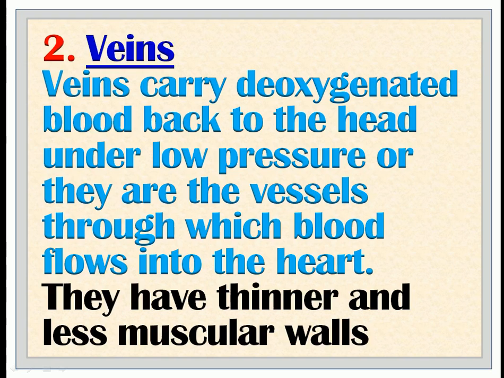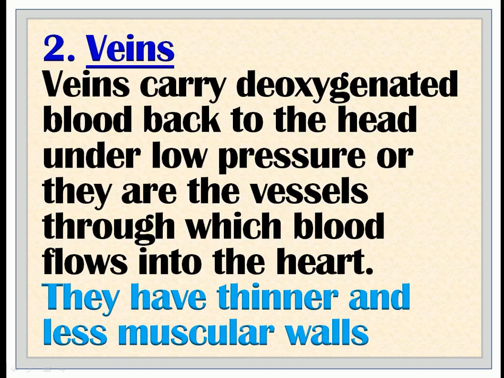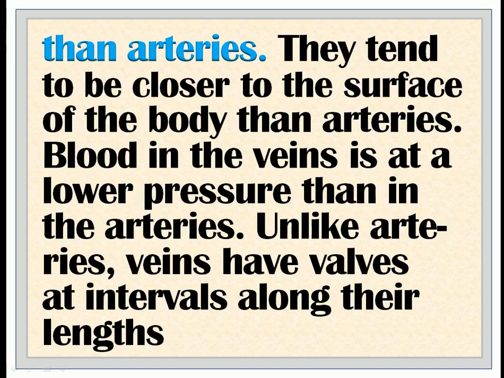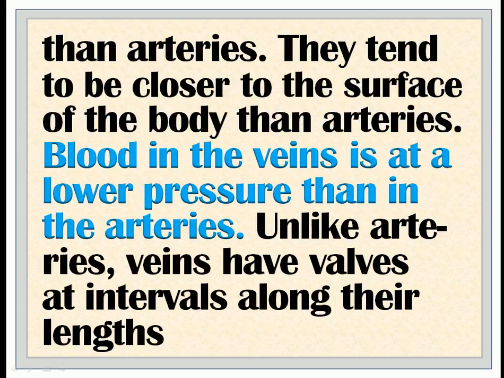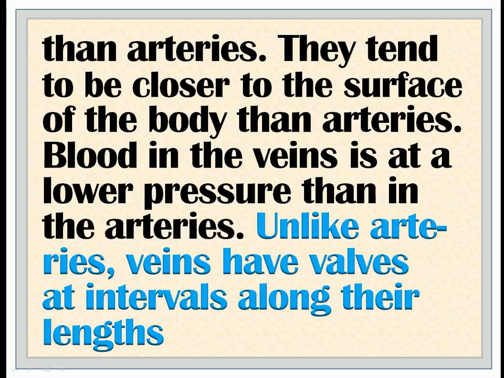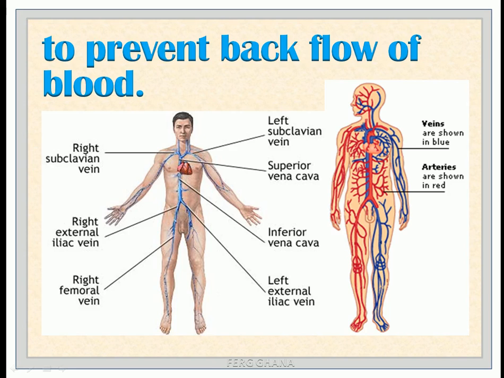2. Veins. Veins carry deoxygenated blood back to the heart, under low pressure, or they are the vessels through which blood flows into the heart. They have thinner and less muscular walls than arteries. They tend to be closer to the surface of the body than arteries. Blood in the veins is at a lower pressure than in the arteries. Unlike arteries, veins have valves at intervals along their lengths, to prevent backflow of blood.